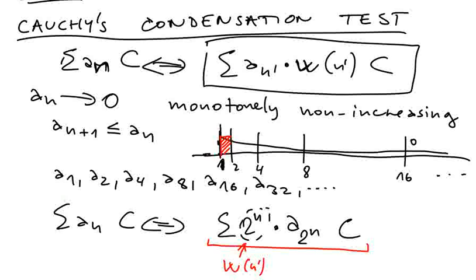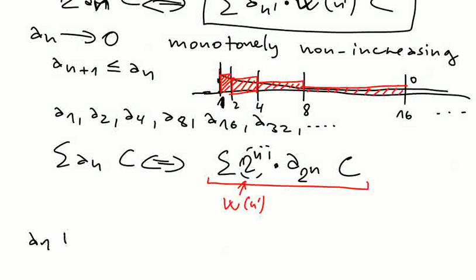Now we take a2, which is this value here, and we sum it twice. Now we take a4, sum it 4 times. a8, sum it 8 times, and so on. So, as you can see, what we are basically doing is that instead of summing a1 plus a2 plus so on, I will write it to make it clear.